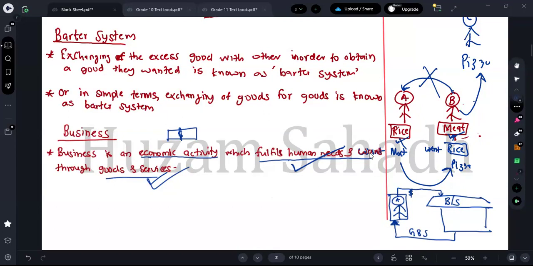It's easy, guys. Nothing difficult, right? It's just a matter of understanding. Economic activity is taking place. Why is that economic activity taking place? In order to fulfill human needs and wants. How are they going to fulfill it? They are going to fulfill it through a good or a service. Simple as that. Okay. Are you all okay with that?